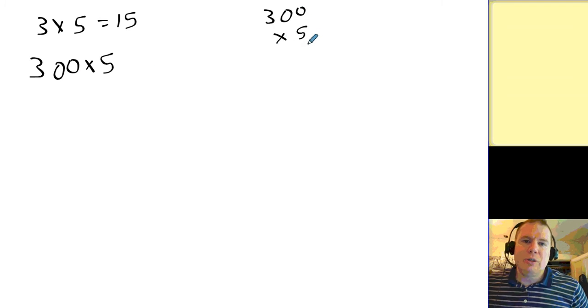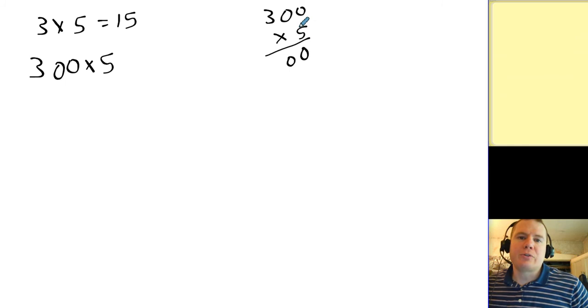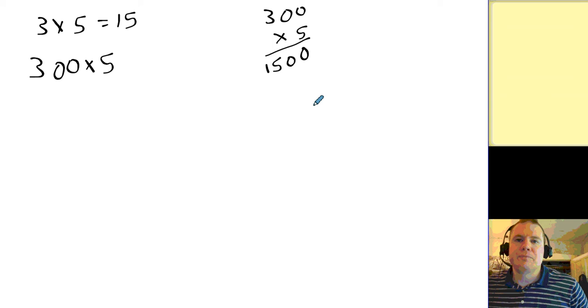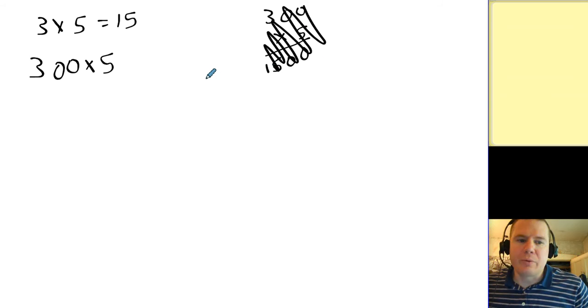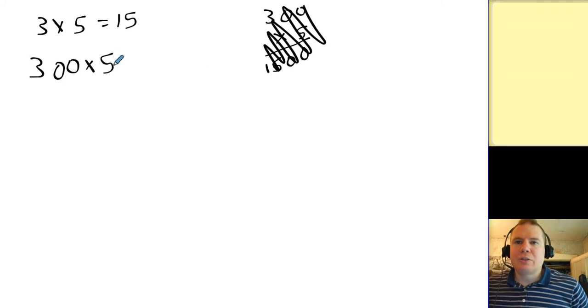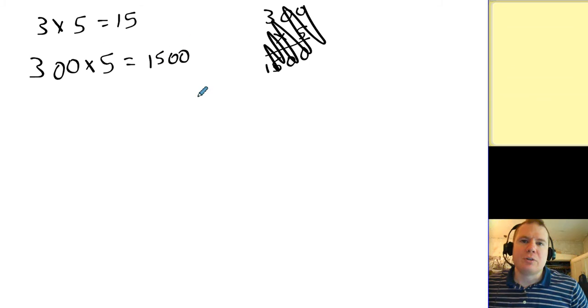Okay, over here, 5 times 0 is 0, 5 times 0 is 0. Now I can actually do 5 times 3, 15. You don't have to do it that way. 300 times 5 is really easy, right? I hope you all did that in your head. 300 times 5 is 1500.